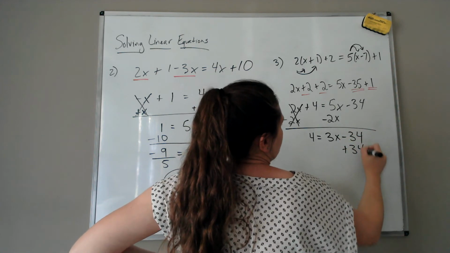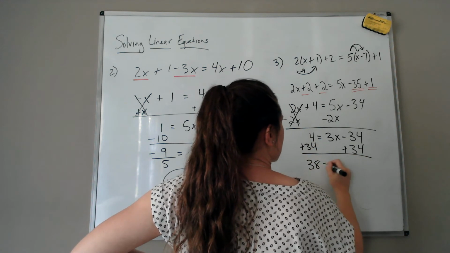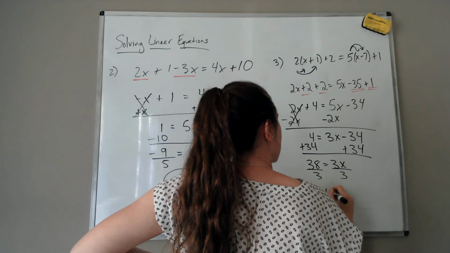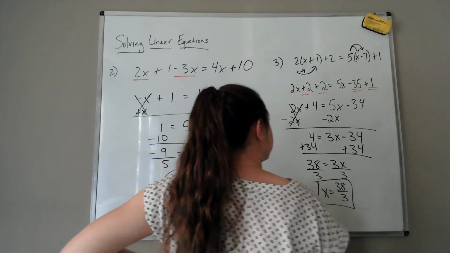Add 34 to both sides, right? We're trying to get x by itself. So 38 equals 3x. Divide by 3. And x equals 38 over 3.